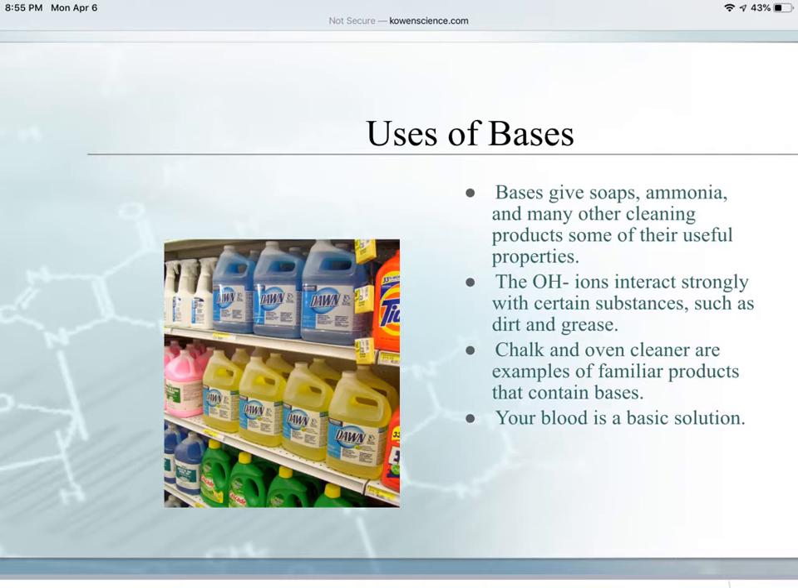Your bases are typically used as cleaning agents, soaps, ammonias, along those lines, oven cleaners. Your blood is slightly basic, it's like 7.4, but you look at, does it have OH? If it has OH, then it's going to be a base.